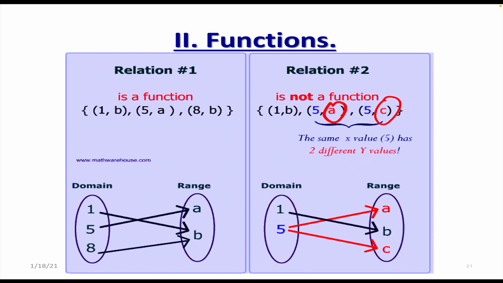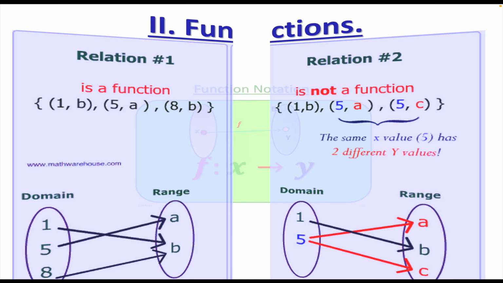Or if you look at the arrow diagram, we have two arrows coming from the same element 5. So we have these two divergent arrows: 5 maps into A and 5 maps into C. So this is not a function.